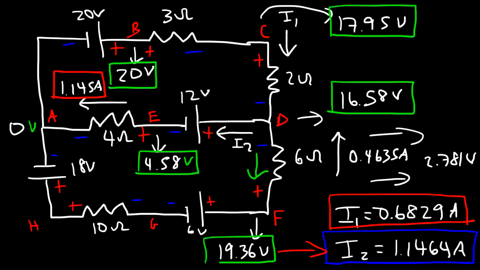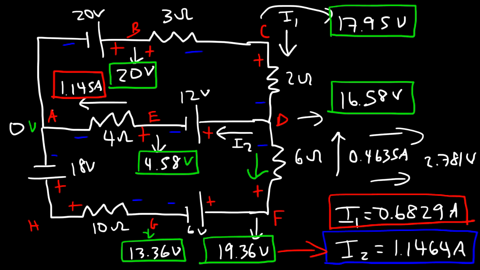So now let's go from F to G. So we're going from positive to negative, and that's going to be a voltage drop of 6 volts. So 19.36 minus 6 is 13.36. So that's the potential at G.